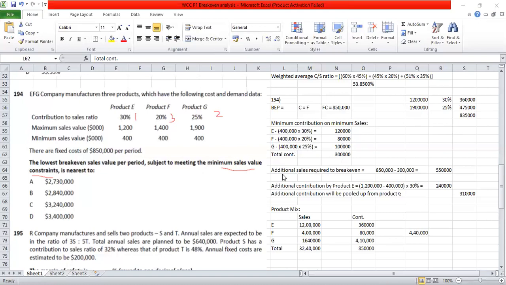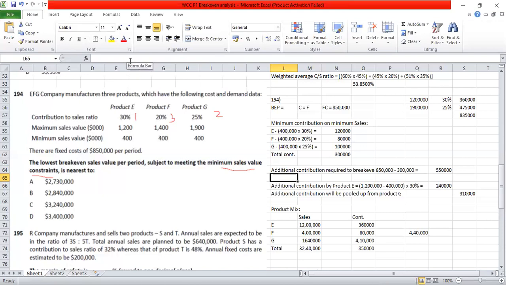How much more? It's not sales. Additional contribution required to break even. I didn't write it properly. Additional contribution required to break even is 550,000. So we are focusing on additional contribution. Now, how to decide on that? Anyway, they have to break even.